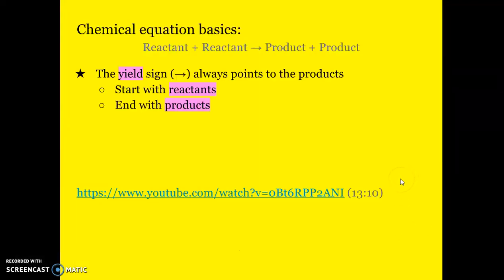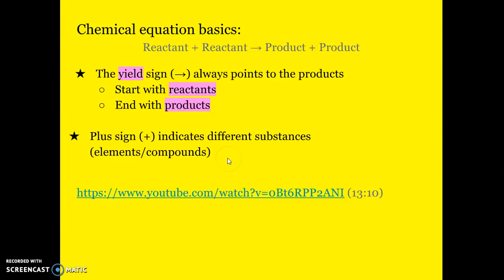So, the basic way to write a chemical equation: reactants are going to be on one side, the starting stuff. You're always going to have an arrow, and the arrow is going to point to the products. So we've got reactants that we start with, the arrow, and the products that we end with. That means the yield sign. It always points to the products. So you start with reactants, end with products.